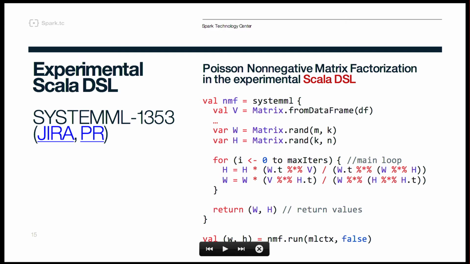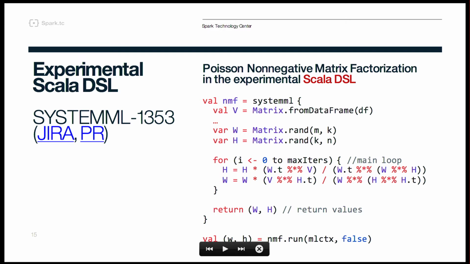The basic idea here is, again, here we have matrix factorization, in this case with a Poisson noise model, implemented in this Scala DSL. And this is all Scala code that's going to be all native to your larger Scala program. We have this keyword up here, SystemML. That's basically a function that takes as its argument a block of code.